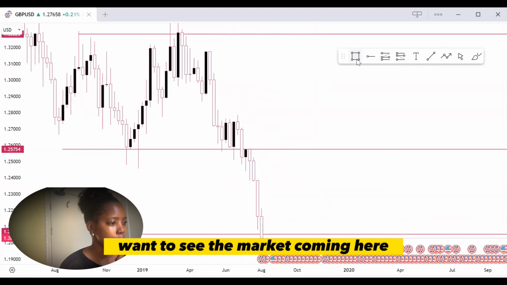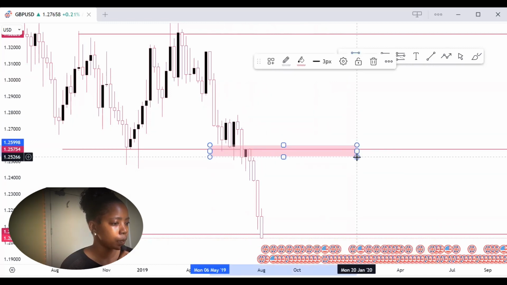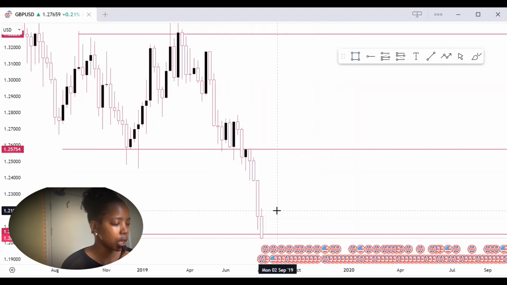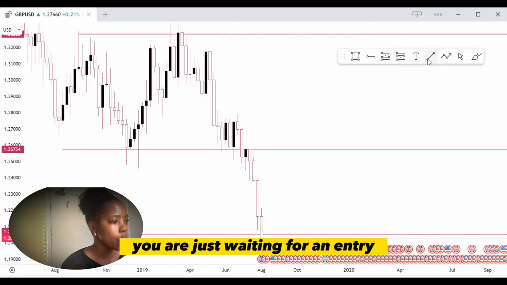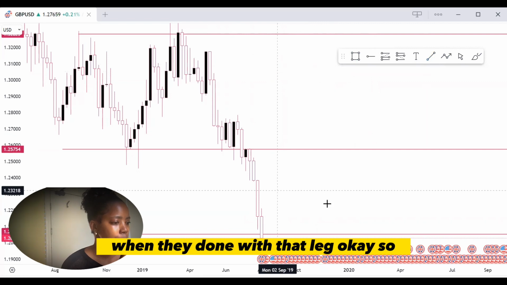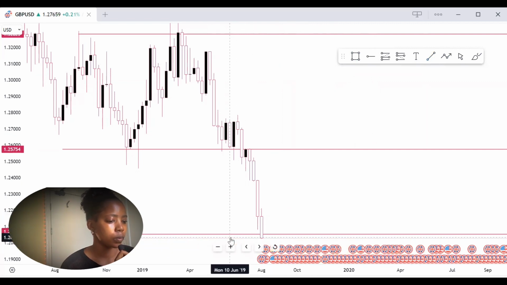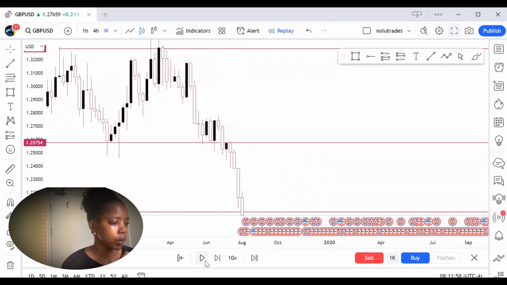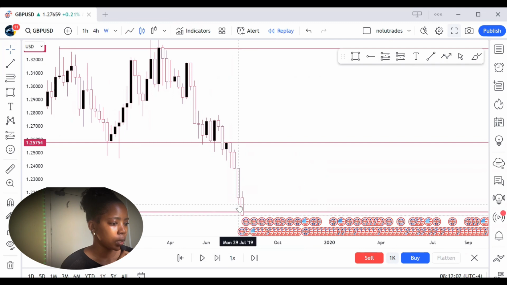Want to see the market coming here, you guys? Want to see the market coming here? Then from there, we want to see a push down. So when the market is pushing down, if you're not confident, you're not going to come down with the market. You are just waiting for an entry when they're done with that leg, okay? So now, let us see how this will go.